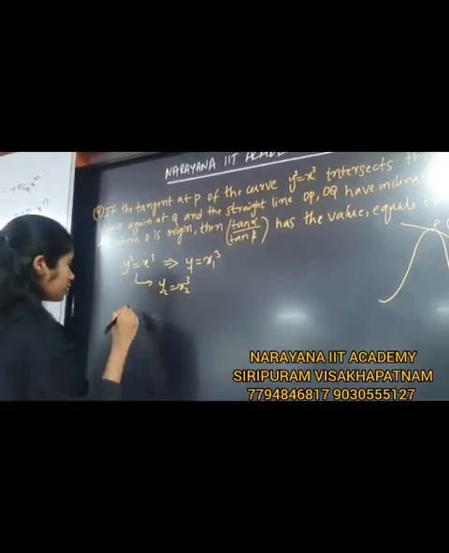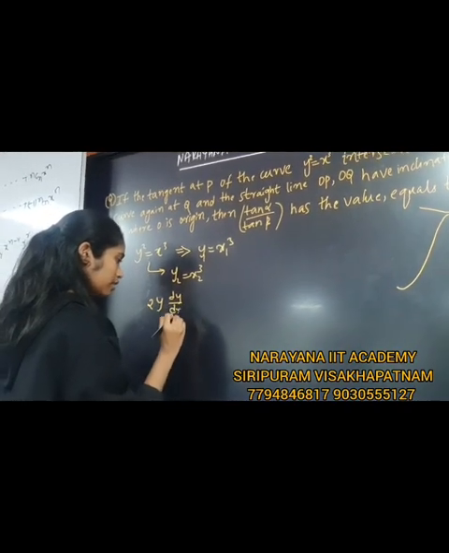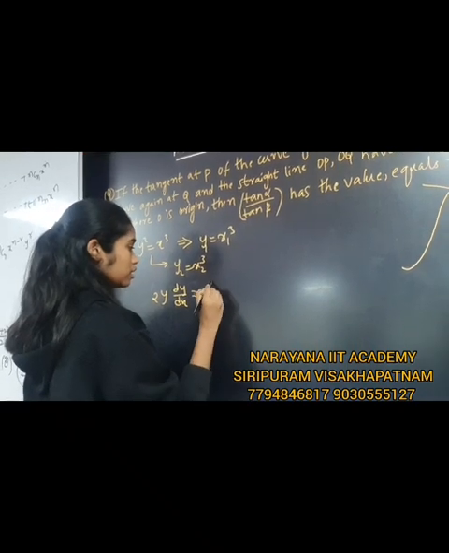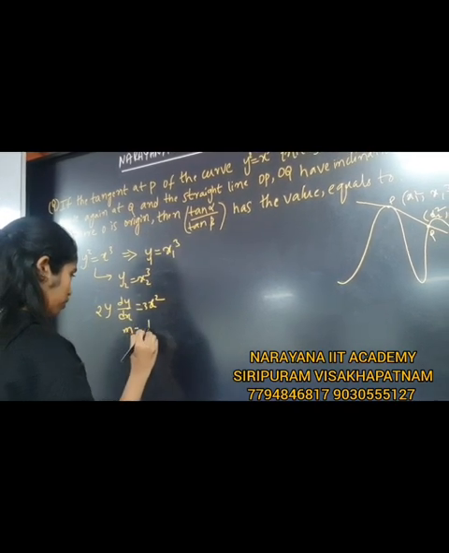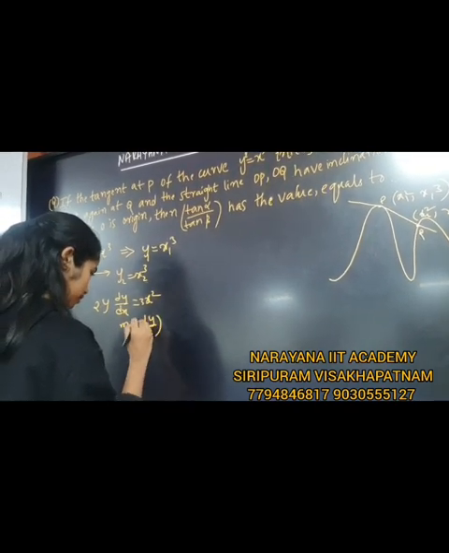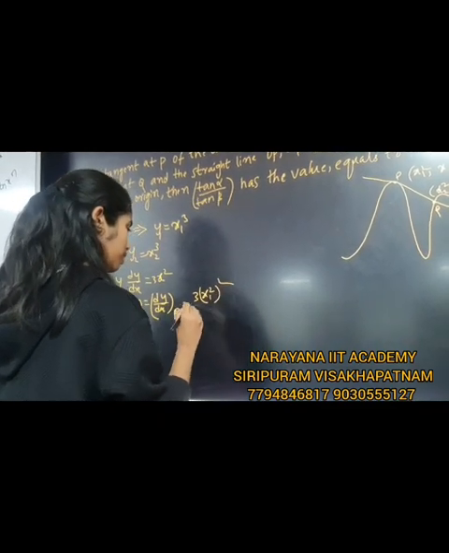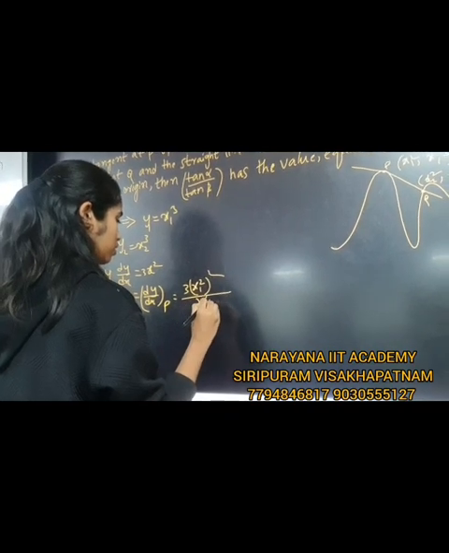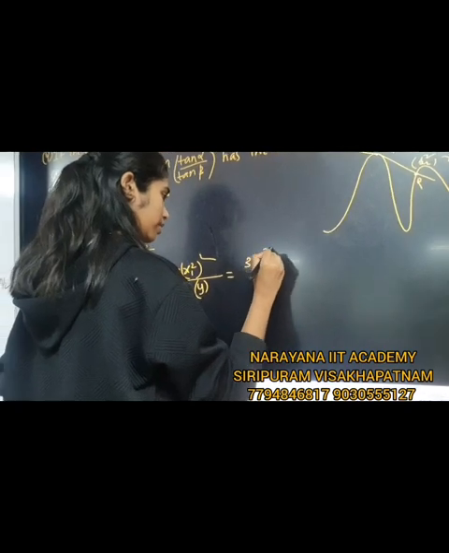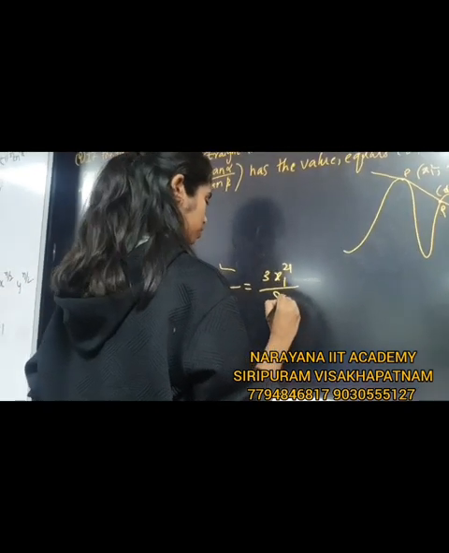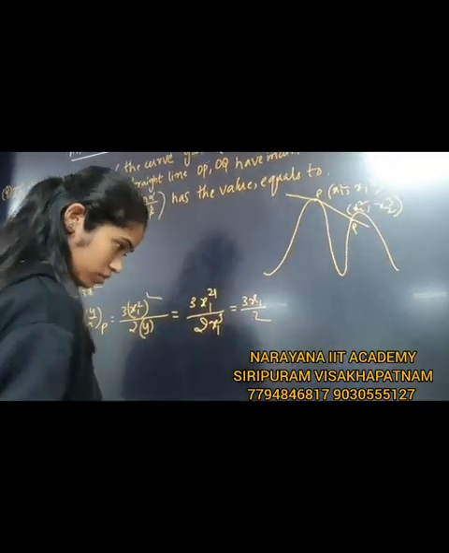To get the slope, differentiate the curve on both sides. 2y dy by dx will be 3x whole square. Then at point P the slope will be m equals dy by dx at P, which is 3x1 whole square by 2 into y. Here y we can write as x1 cube, so it is 3x1 power 4 by 2 x1 cube. This can be written as 3x1 by 2.